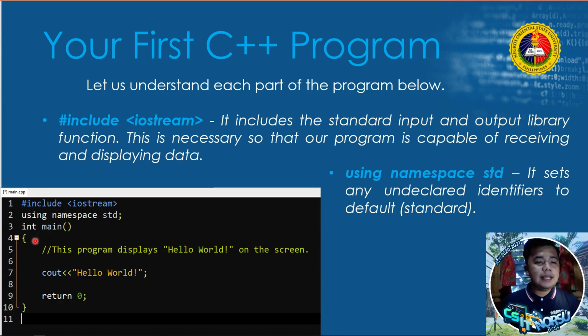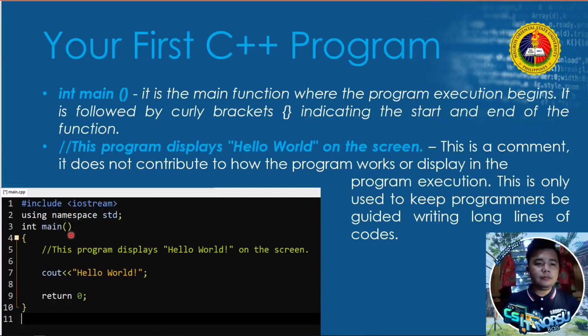Next is int main with open and close parentheses. It is the main function where the program execution begins. It is followed by curly brackets indicating the start and the end of the function. So basically, the int main is the start of the program. That is where the actual functions of the program begin. So it is enclosed with curly brackets.